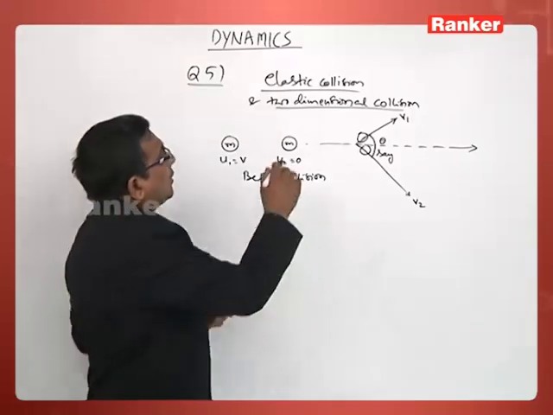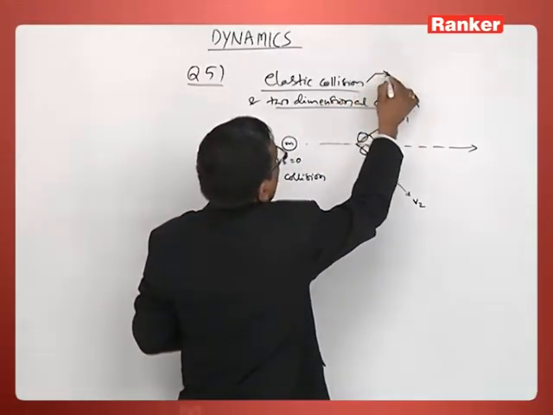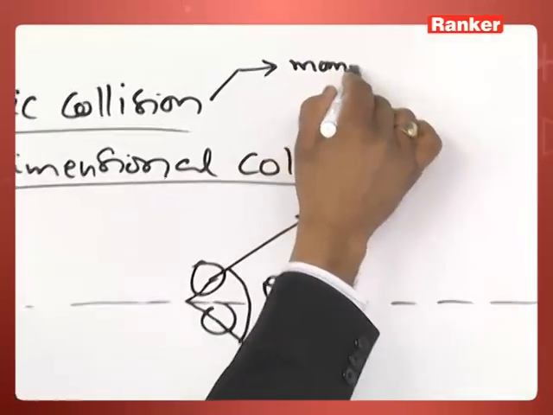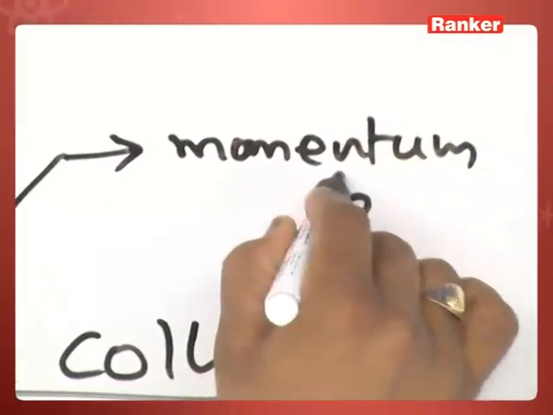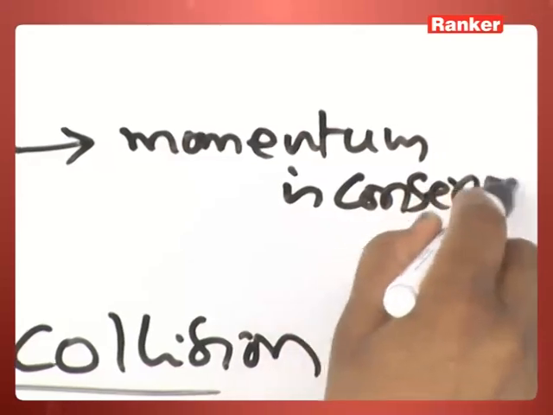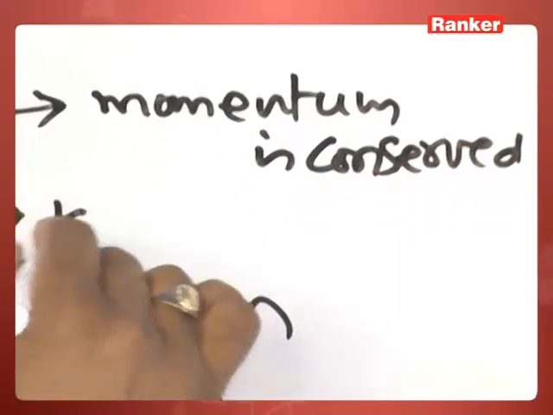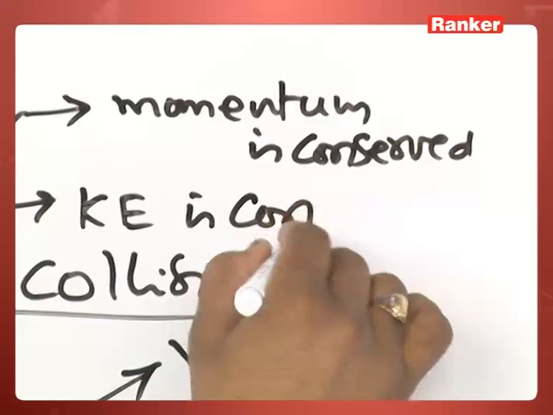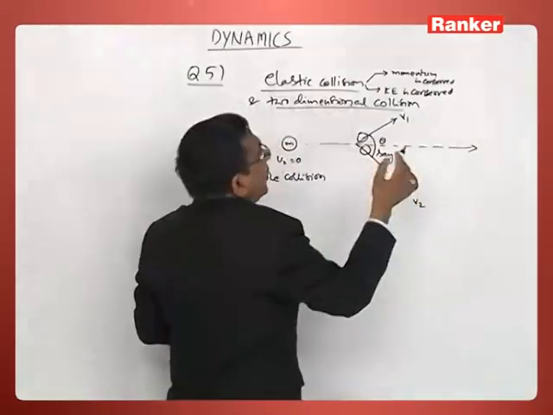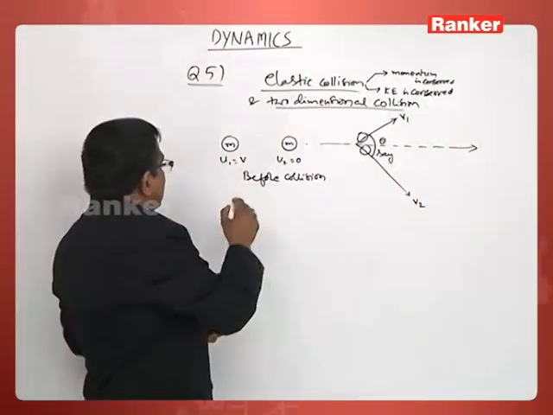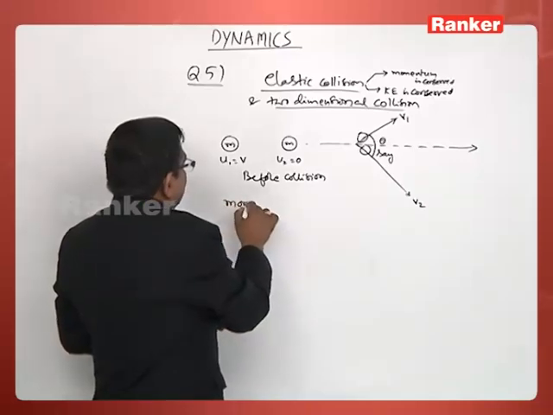So to solve the problem, because it is an elastic collision, the points you have to remember: momentum is conserved, and kinetic energy is conserved. So these 2 points you have to remember, and both concepts you have to use. Let us say momentum is conserved.